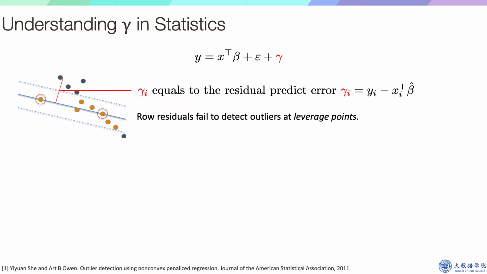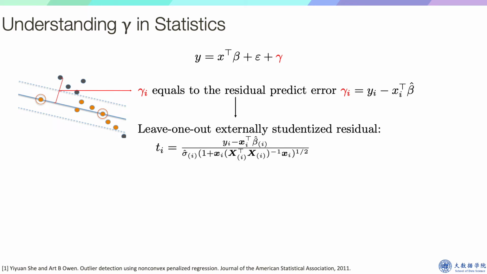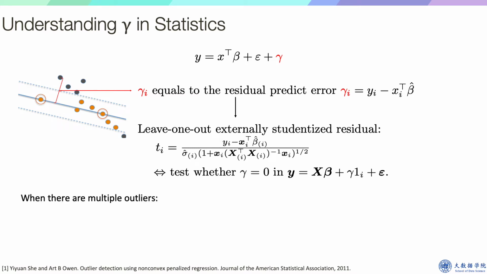However, these raw residuals fail to detect outliers at leverage points. A better way is to use a leave-one-out externally studentized residual to test whether the predicted residual is large based on the other observations. This is equivalent to testing whether gamma equals 0 in this equation. However, this can only be solved when there is a single outlier.